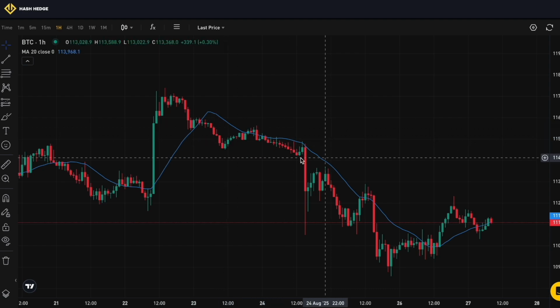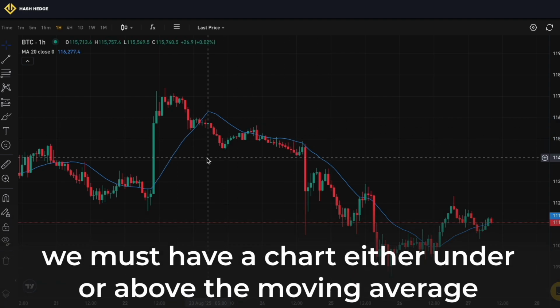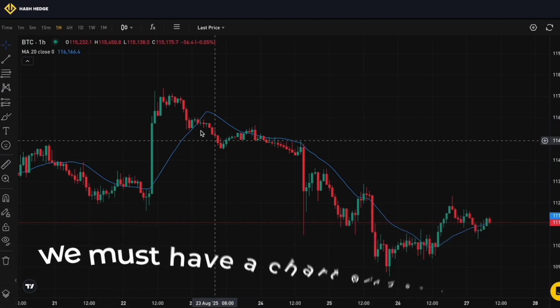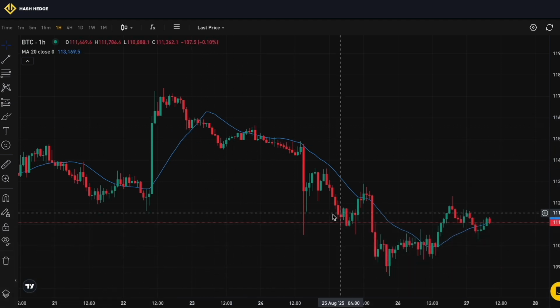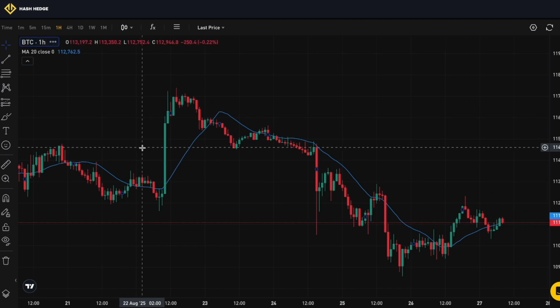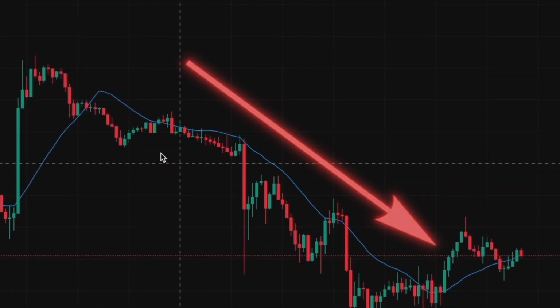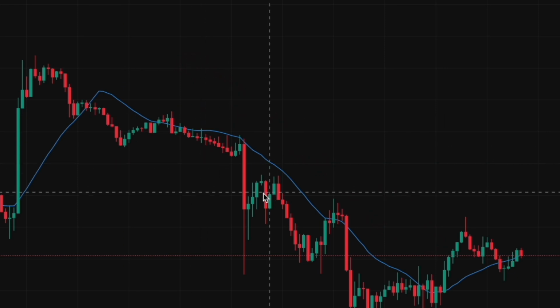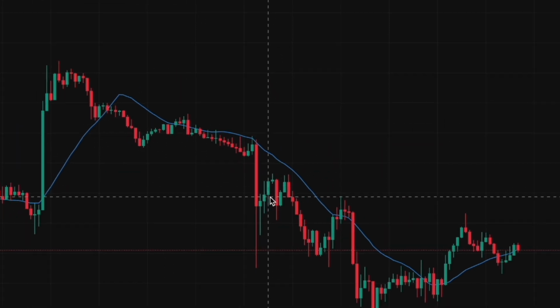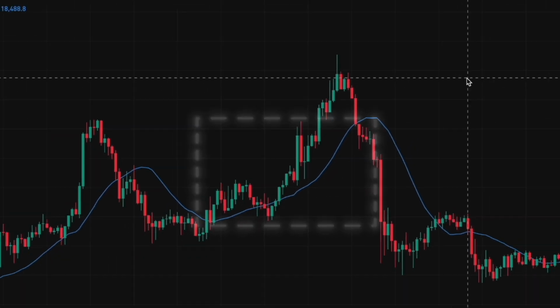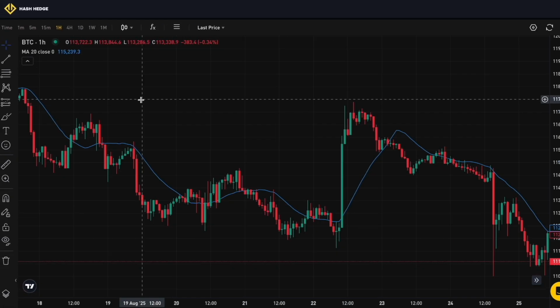So the first rule to start looking for trades is that we must have a chart either under or above the moving average. If our chart is under the moving average and trades there for a long time, it means that we have a short-term downtrend, and we open trades on such a chart only downwards. And vice versa. If we have a chart above the moving average, we open trades only upwards.